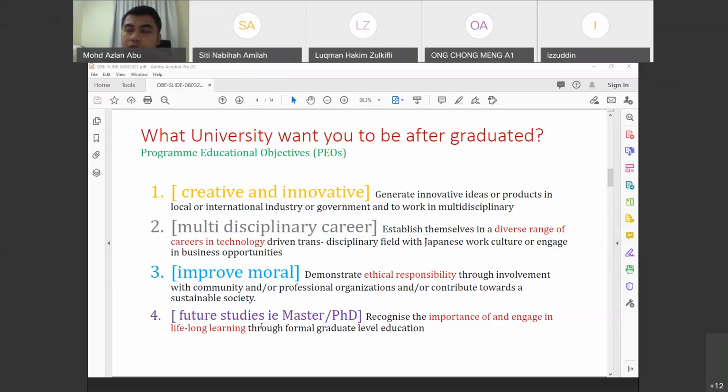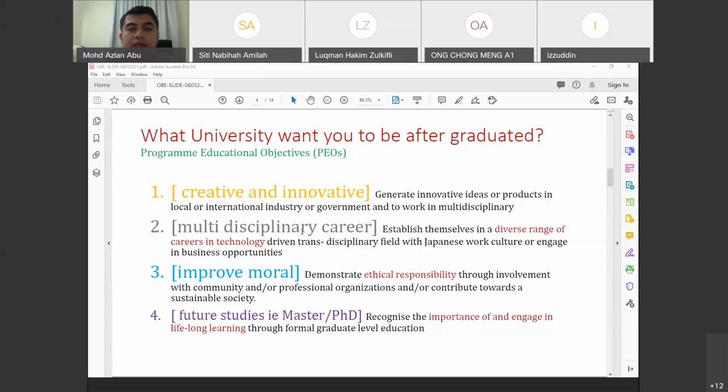And finally, the university also wants you to become students in postgraduate. For example, it is important that you are still studying after you graduate. So maybe you join a professional certificate, you join training, HRDF training, and so on. So for this PEO, they target students to enroll in postgraduate studies, but not necessarily. They also target our alumni to further study.